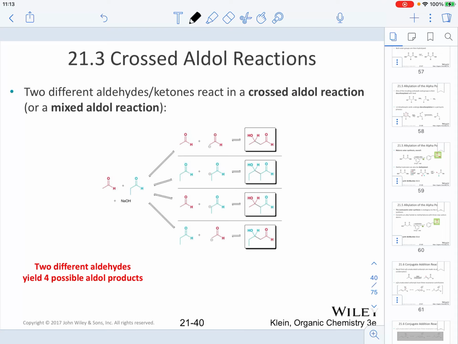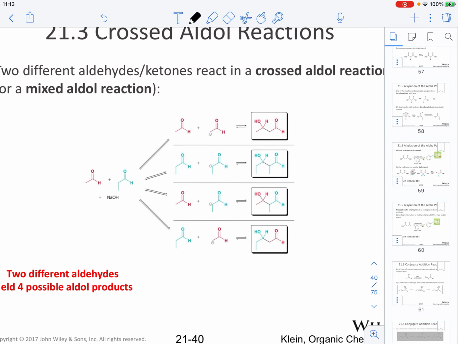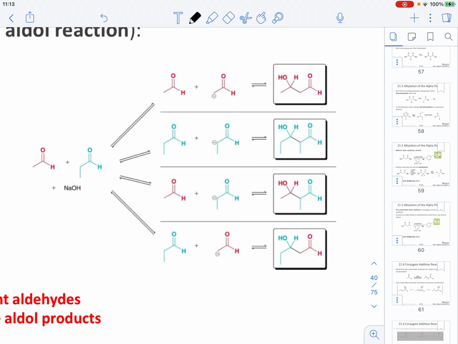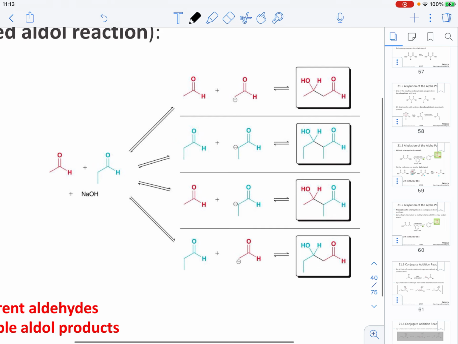In this video, we are going to continue to talk about Aldol reactions, specifically cross-Aldol reactions. Understand that when we have two different aldehydes or ketones, they can react in a cross-Aldol reaction, in other words, a mixed Aldol reaction. As you can see in the slide, and I'm just going to focus on it, we have two different aldehyde molecules, and I'm going to label them A and B.